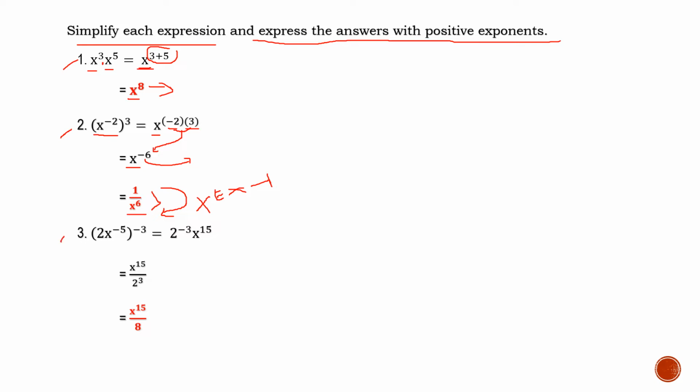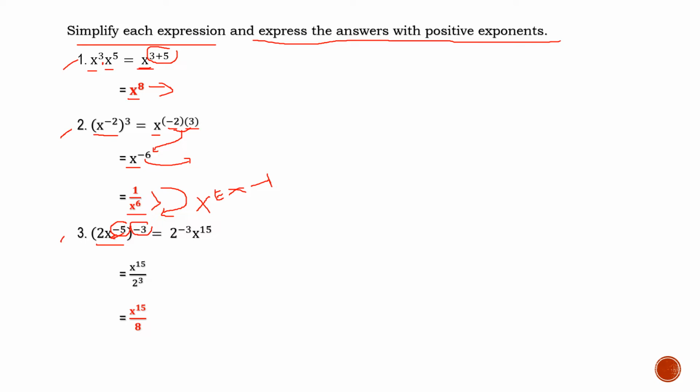Now, in the third example, there is an exponent outside your parentheses, which is negative 3. Inside your parentheses, there's 2x raised to negative 5. Your negative 5 here is the exponent only of the variable x and not the exponent of the 2. Even if your 2 is attached to your x, your negative 5 is the exponent only of the variable x.